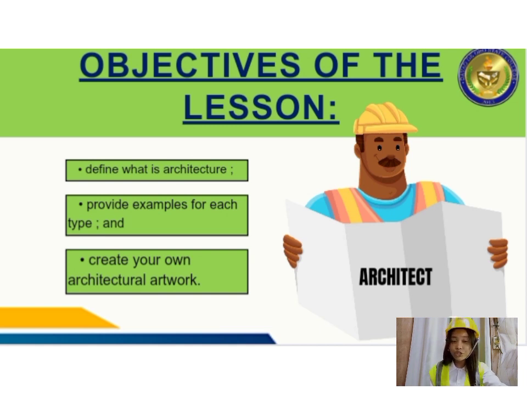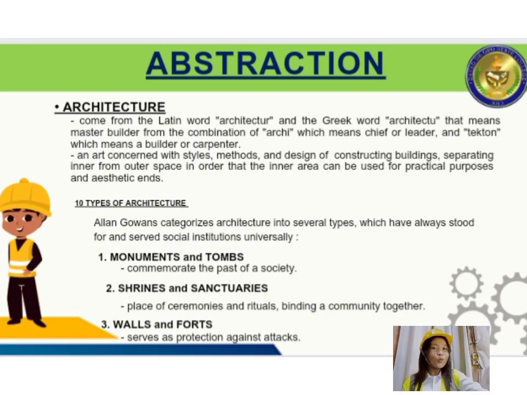In this discussion, we will have three objectives. First, we will define what is architecture. Second, we have to provide examples for each type of architecture. Lastly, we have to create our own architectural work. Now, we will start to define what is architecture.